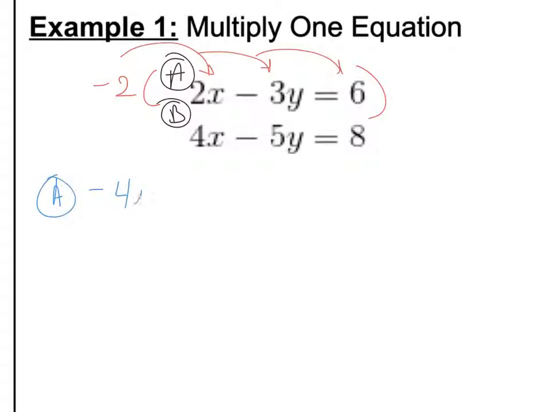Negative 4x minus 3y equals, whoops, and there I did it right out of the gate. I didn't multiply. How about negative 2 times negative 3 is a positive 6y, and negative 2 times 6 is a negative 12. There we go. Now we bring down the B equation, and don't change it at all.